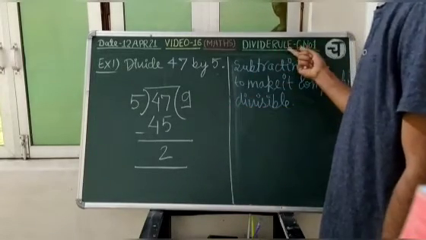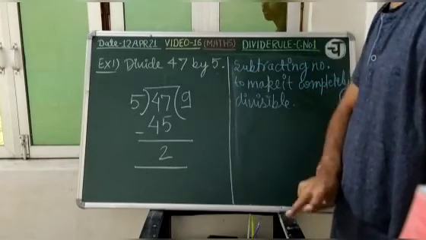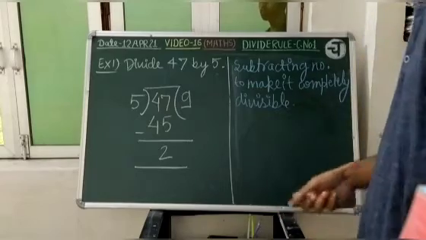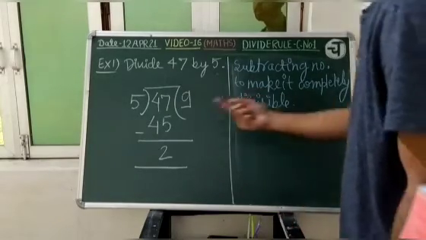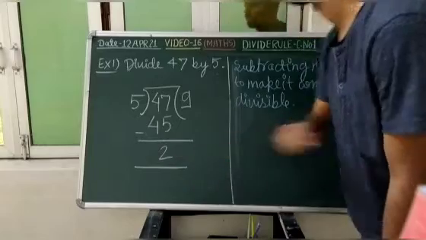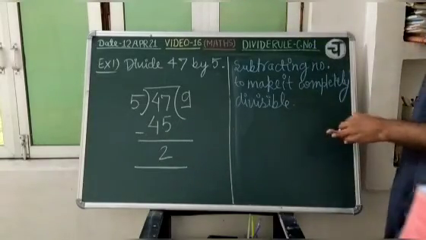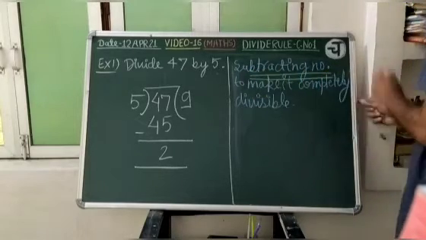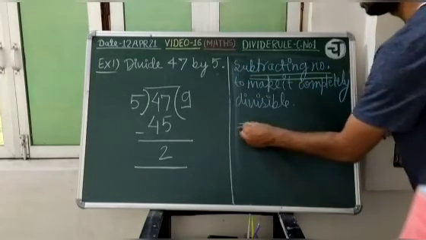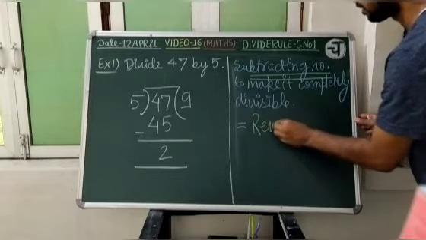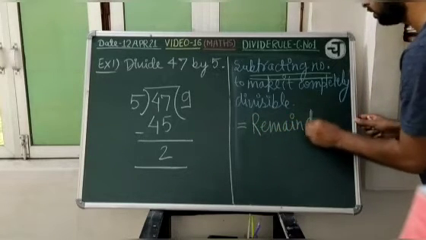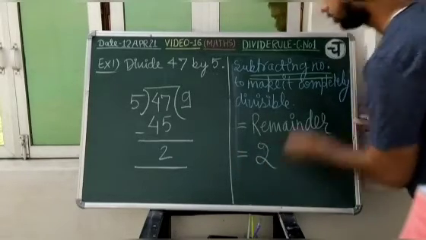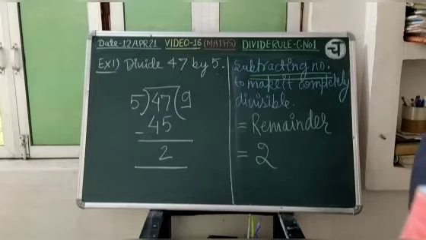So the divide rule says that 2 is coming in your mind, that means we will subtract 2 from here. What we should subtract is nothing but our remainder. So this subtracting number will be nothing but our remainder, and that equals 2.